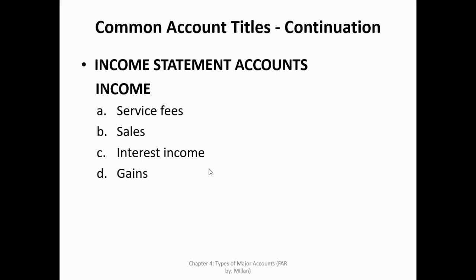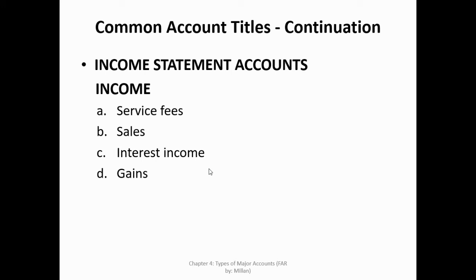Pag sales naman, ito yung revenues earned from the sale of goods. For example, sale of barbecue, sale of souvenir items, etc. Pag interest income naman, it is the revenues earned from the issuance of interest-bearing receivables. For example, nagpautang ka sa isang tao, may interest. So, yung babayaran niyang interest sa'yo, ilalagay mo siya sa interest income.